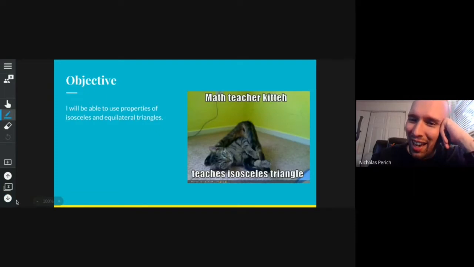Oh, it's a kitty cat, and those are his legs, and that's his silly tail. Math teacher Kitat teaches isosceles triangle. Oh, lolcats, remember them? I will be able to use properties of isosceles and equilateral triangles. So let's talk about what isosceles and equilateral mean.